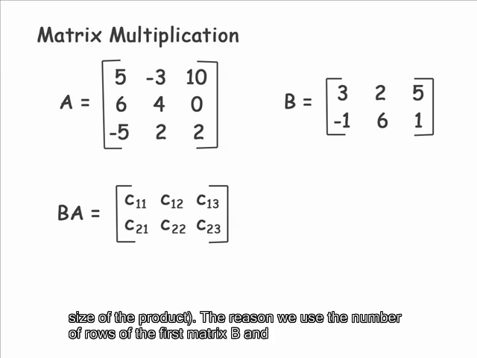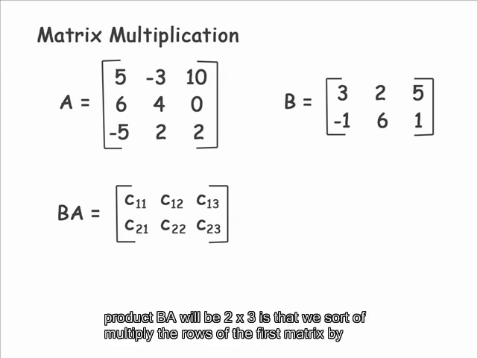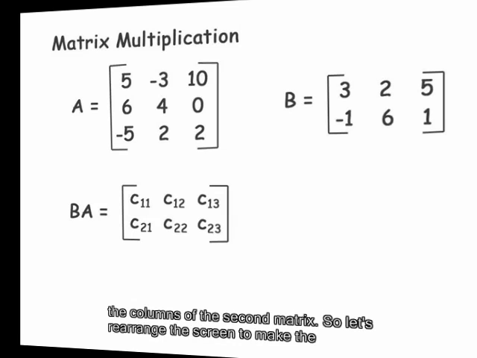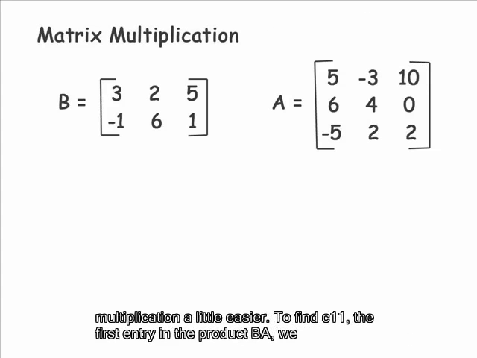The reason we use the number of rows of the first matrix B and the number of columns of the second matrix A to determine that the dimensions of the product BA will be 2 by 3 is that we sort of multiply the rows of the first matrix by the columns of the second matrix. So let's rearrange the screen to make the multiplication a little easier.